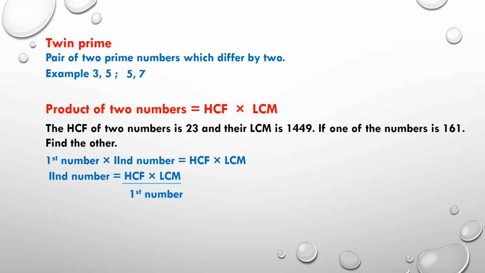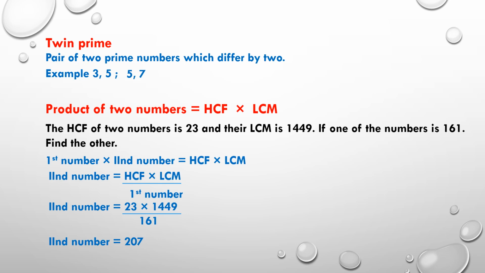Similarly, here I need to find the second number, so I'll divide HCF multiplied by LCM by the first number. The product of HCF and LCM divided by the first number, so that I can find my second number. HCF is 23 and LCM is 1449, and the first number is 161. So first I will find the product of HCF and LCM and then I'll divide that by 161 to find the second number, and my answer is 207. So I can say the other number is 207.